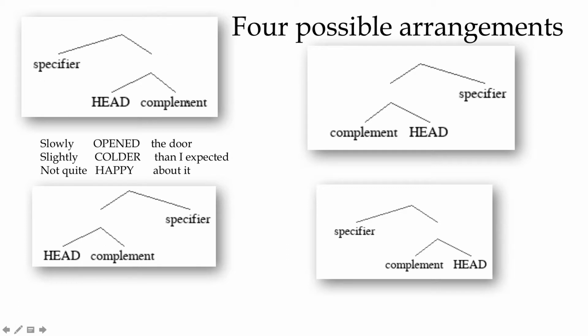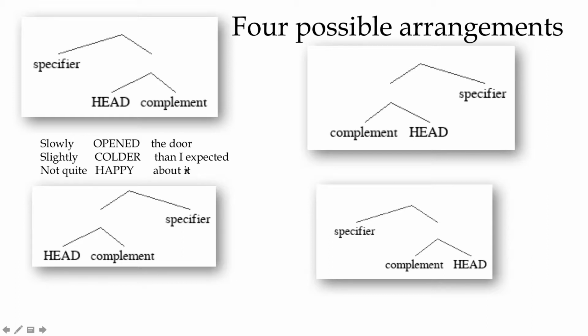So in terms of examples of this sort of order, here's an example of a verb phrase: slowly opened the door. Slowly is how I opened the door, and then the door is what I opened. Slightly colder than I expected: slightly is how much colder than I expected. Than I expected is something telling me about colder. So this would be an adjective phrase. This whole thing would be a verb phrase. The head of the verb phrase would be the verb open. The head of this adjective phrase would be the adjective colder.